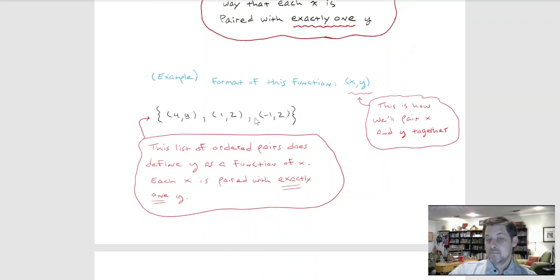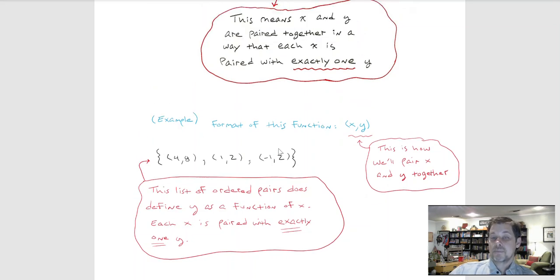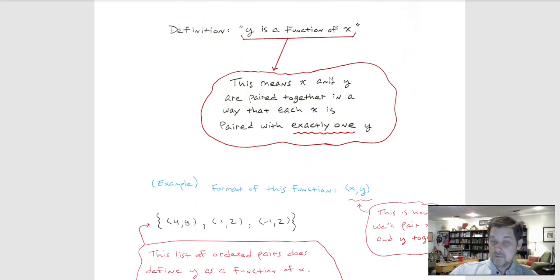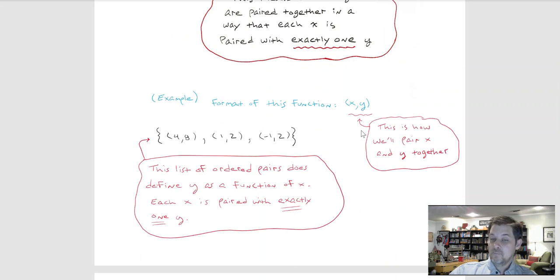So here's my function. It's a list of ordered pairs. The way I would read this function is that the x being 4 is paired with y being 8, and x being 1 is paired with y being 2, and x being -1 is paired with y being 2 also. So is that a function? Is it true that every x is paired with exactly one y? I'd say yes, that's true.